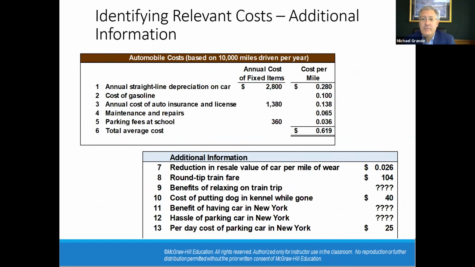Some additional information on the bottom. We already figured out the 61.9 cents. Additional information, number 7, reduction in resale value of a car per mile. Round trip train fare, $104. Benefits of relaxing on a train trip, that's not quantified information, that's a qualitative issue. Cost of putting dog in the kennel while gone. Benefit of having the car in New York. Hassle of parking in New York, well, we know what that's like. And the per day cost of parking a car in New York.